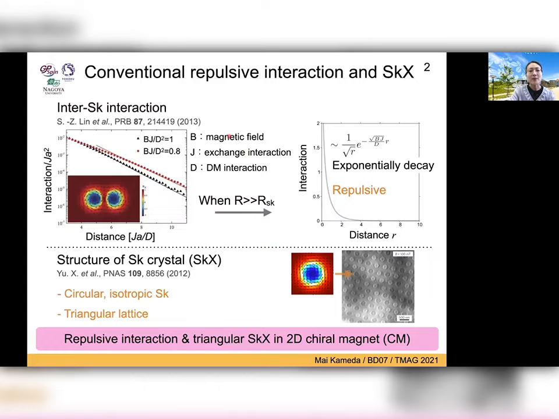Typically, when the skyrmion is circular and isotropic, the inter-skyrmion interaction is known to be repulsive and to decay exponentially. The structure of the skyrmion crystal, SKX, is known to be a triangular lattice. This is observed by LTEM.